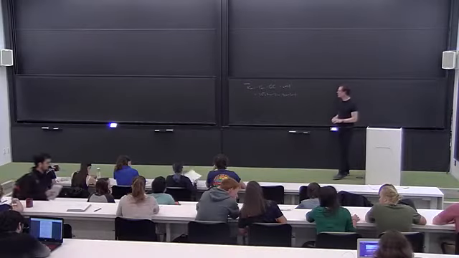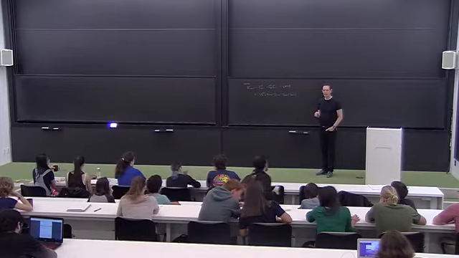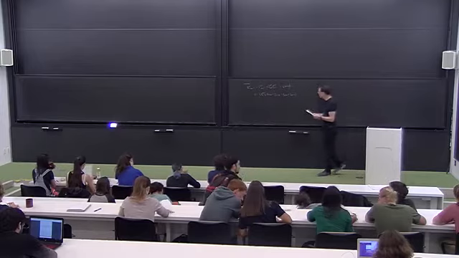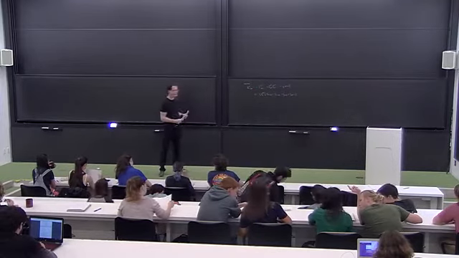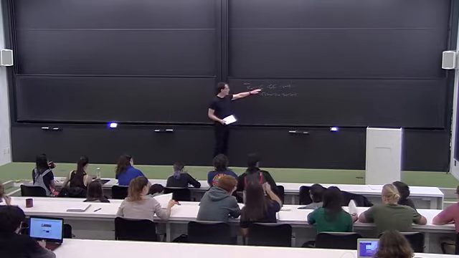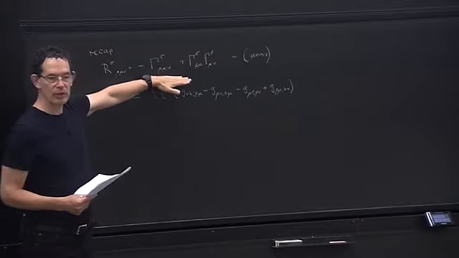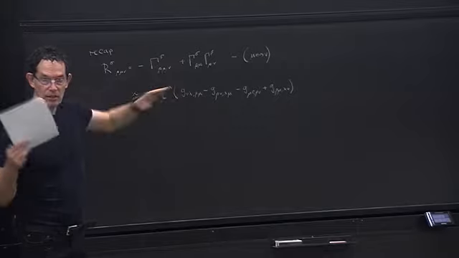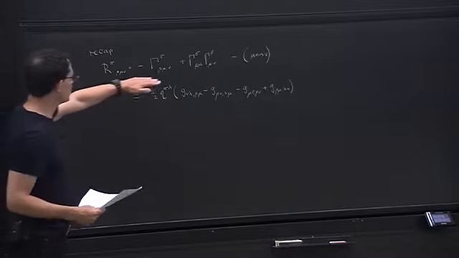Yesterday afternoon, you looked at this formula, I believe, and discussed the various symmetries of the Riemann tensor. Now, just to remind you how we derive this formula, this is the general definition of the Riemann tensor, following from its definition as the commutator of two covariant derivatives acting on a vector.